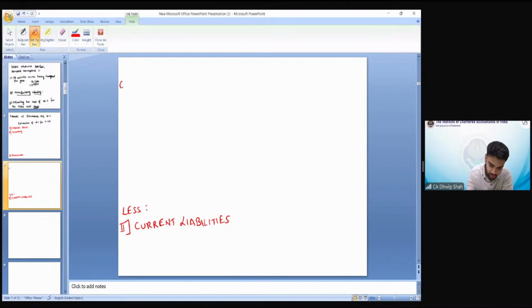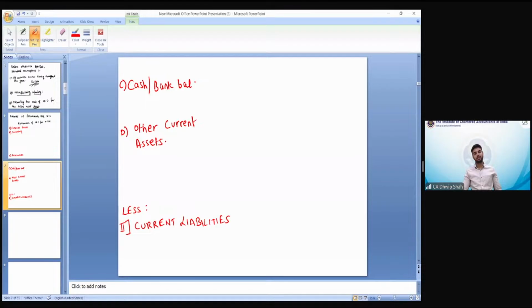Then we have cash bank balance. Then we have other current assets. Other current assets, where you have short-term investments, prepaid expenses, everything. Okay? And the total of the entire current assets is called gross working capital.